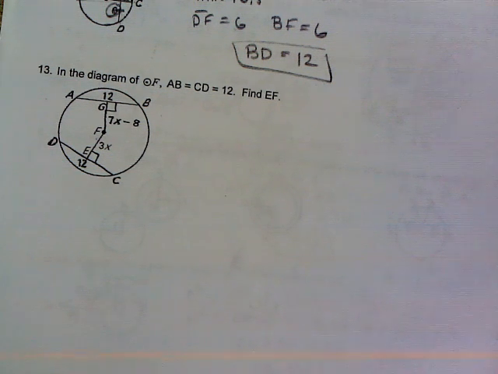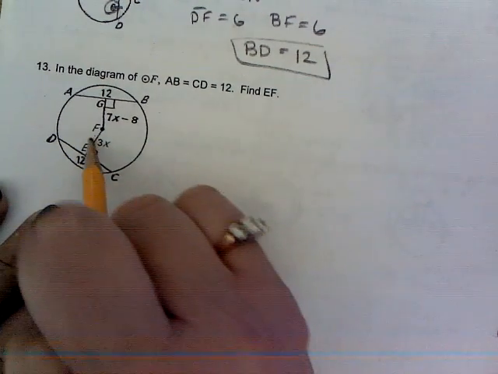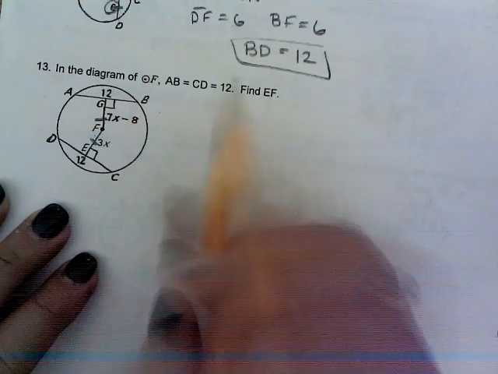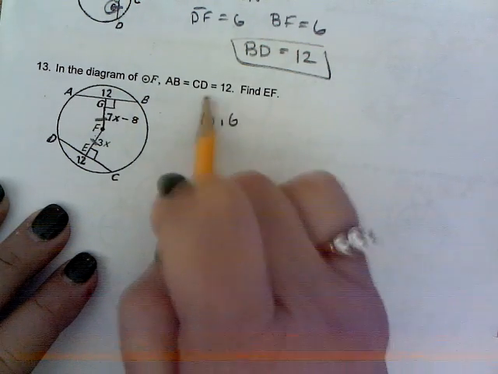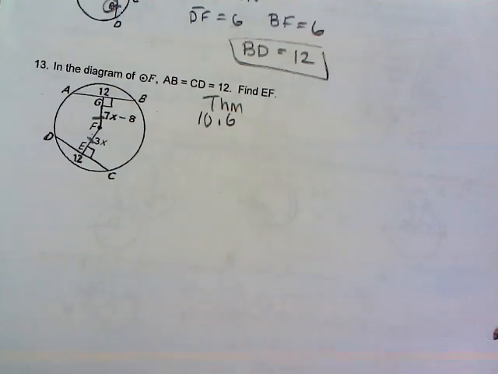In the diagram F, AB is congruent to CD, which is 12. Find EF. So if the two chords are congruent, what do you know about the two pieces that are perpendicular to the chords? They're both congruent. It falls back to our theorem, one of the last ones we did. Theorem 10.6 says that if the two chords are congruent, then these two pieces are congruent. So that makes perfect sense, right? These pieces are congruent, and these pieces are congruent.